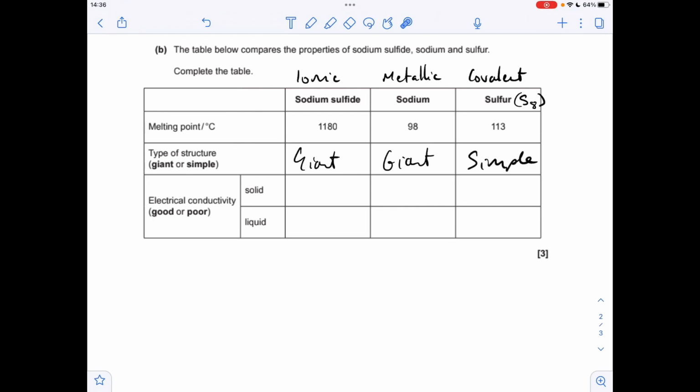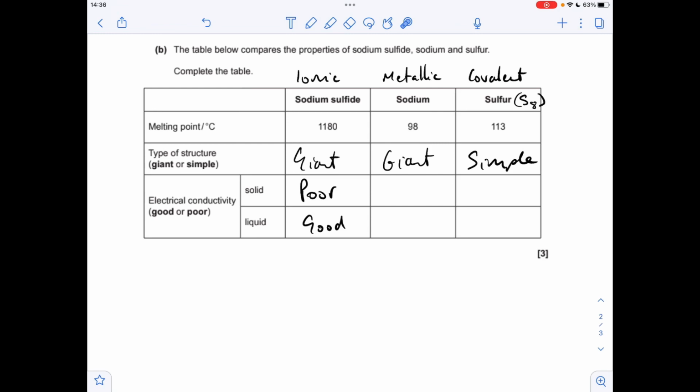Moving on to the electrical conductivity. In the solid state, sodium sulfide, which is ionic, can't conduct, so it's a poor conductor, and that's because the ions can't move, they're fixed, they're held in the lattice. However, in the liquid state, the ions can move, so it becomes a good electrical conductor.